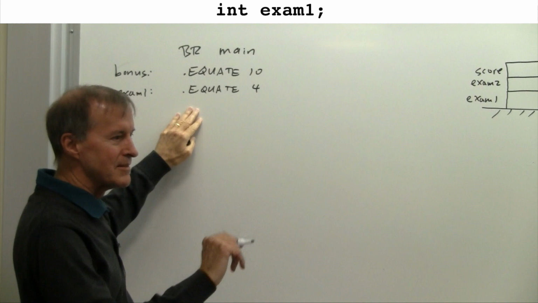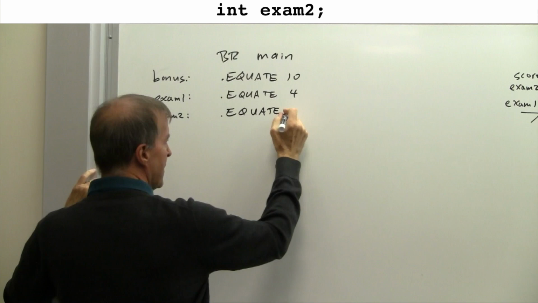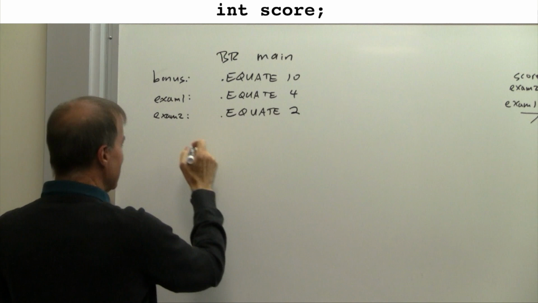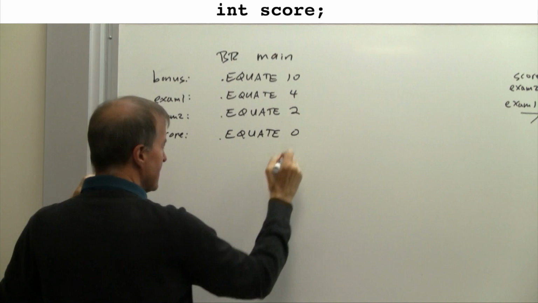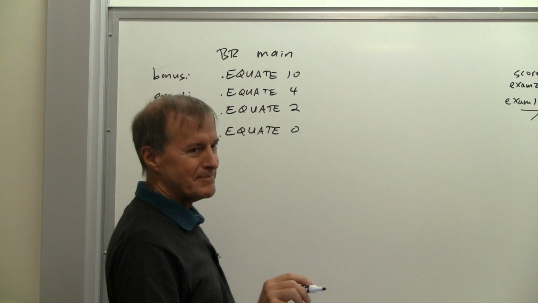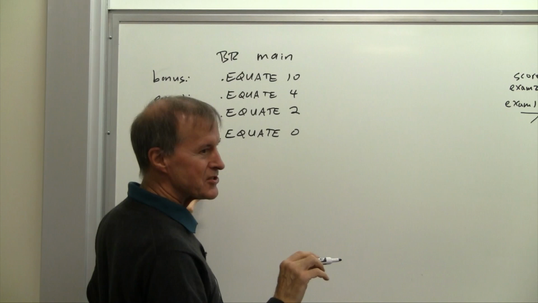So what goes here? Exam 2, and that's dot equate what? 2. And the next one, even though we might not quite understand it yet, is what? Score. Yeah, score. And that's dot equate 0. Right? Now next in line, this was branch to main. Now we're ready to start what? Main. So here's main.